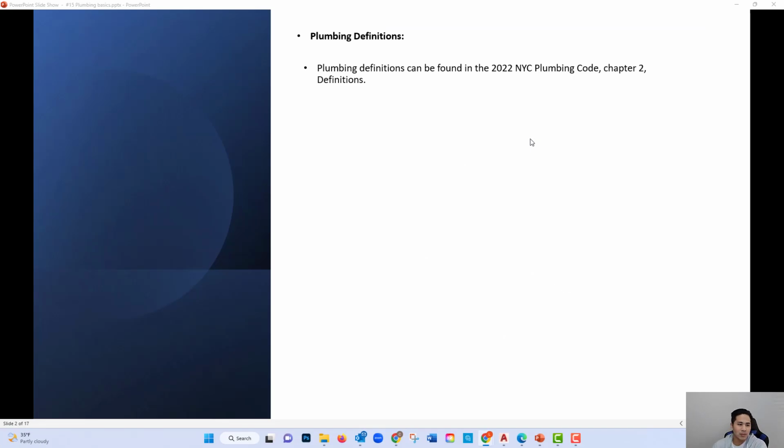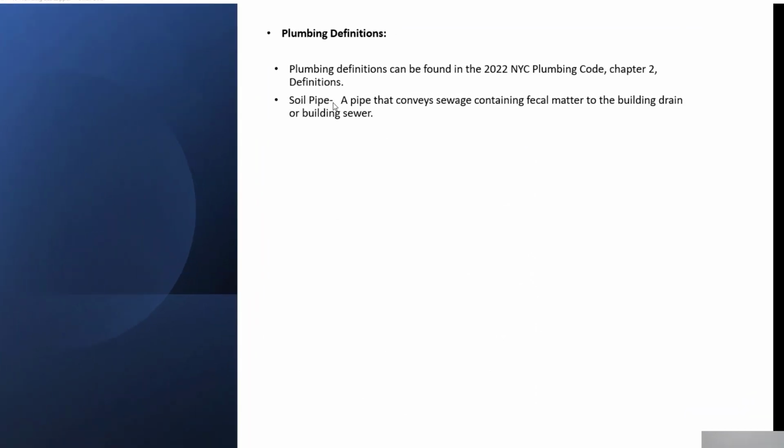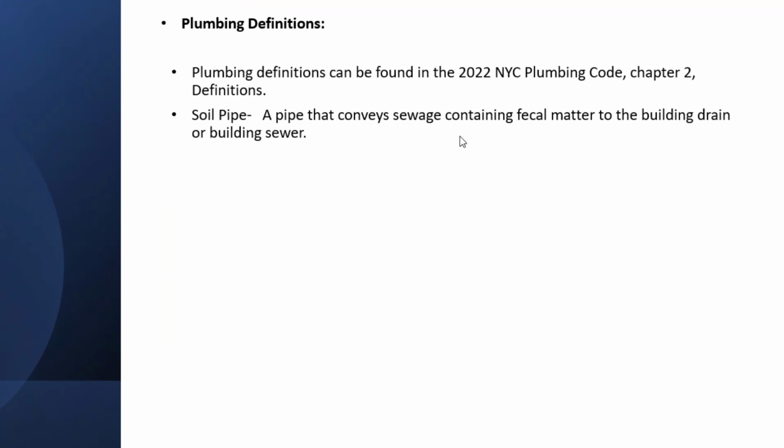So I want to go over some of the more common definitions. One is the soil pipe, which is a pipe that conveys sewage containing fecal matter to the building drain or building sewer. So these would be sewage that comes from basically toilets, in other words, a water closet, which is another name for a toilet.